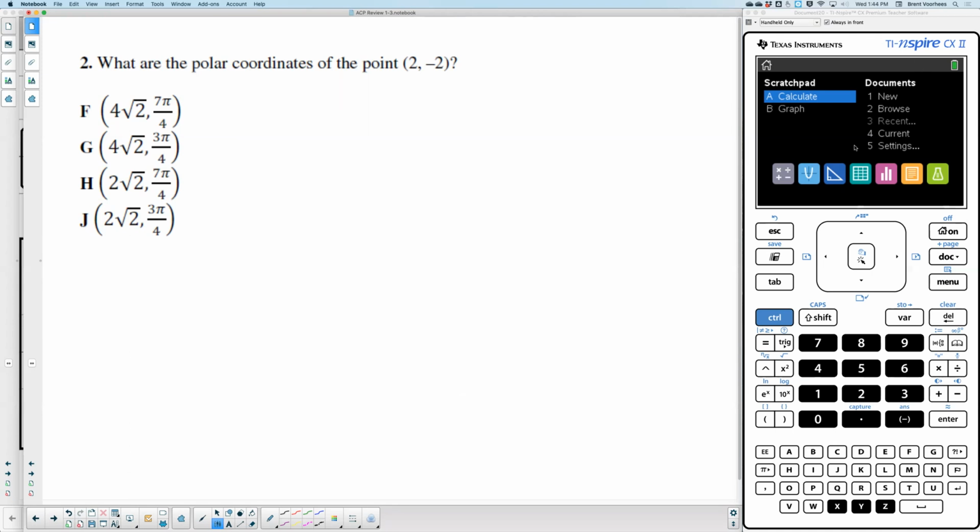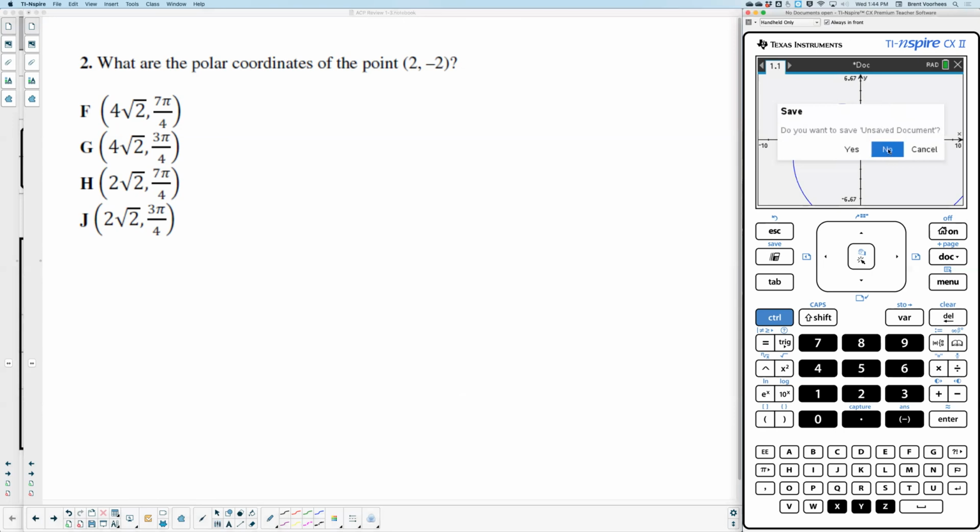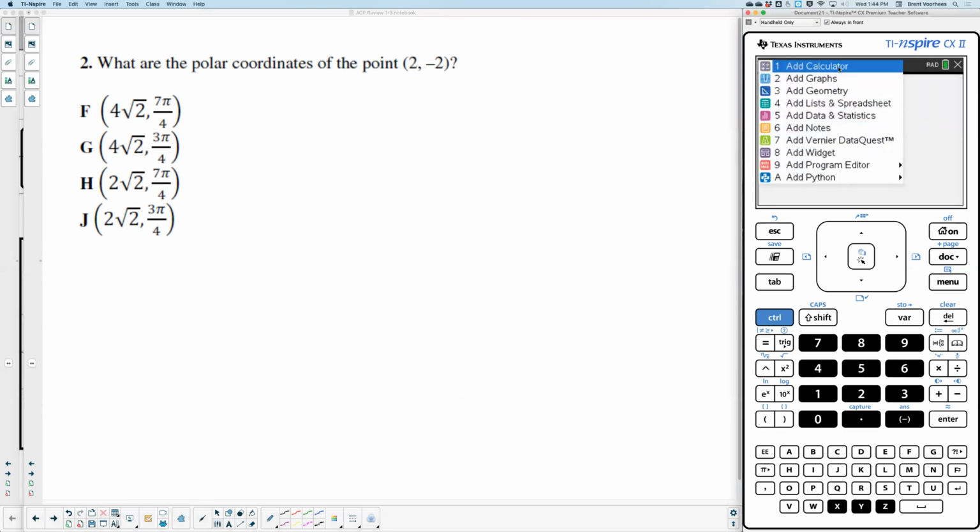and the TI calculator. So I want you to go to new document and don't save. Just clear out whatever's there and just hit add a calculator. Today, we're going to be on a calculator for the majority of the class.